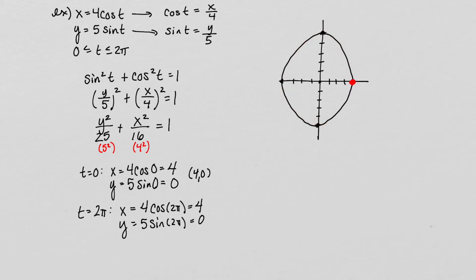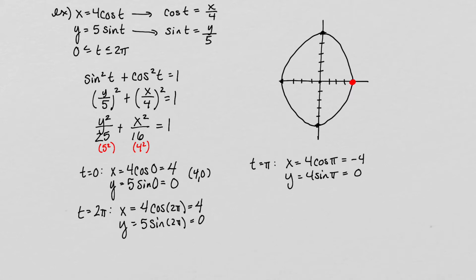So we need to pick a couple more values to figure out, are we starting here and going counterclockwise, or are we starting here and going clockwise? So what's another nice value we could try besides stuff between 0 and 2 pi? Okay, so we could try pi, yep. If we look at pi, we'd have x equals 4 cosine of pi. That's going to be minus 4, and y equals 5 sine of pi. And that's still going to be 0.